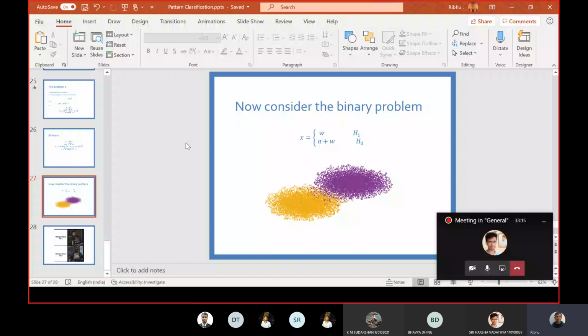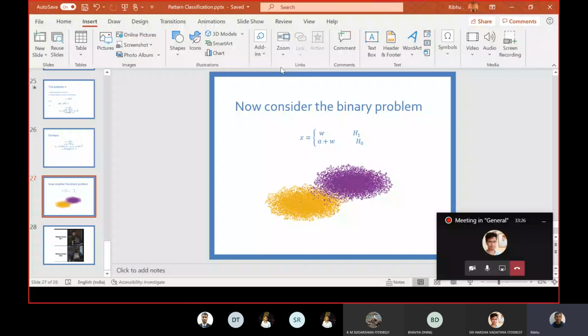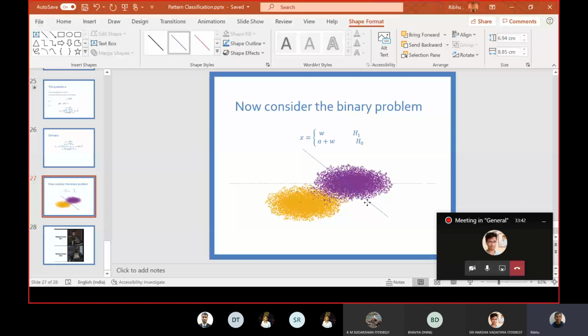So there is no clean line. This is one line that you can use, but you can move this line anywhere. There is some yellow over here, or there is some purple over here. Now you want a low probability of misdetection, or a low probability of missing the purples. So what I'll do is I'll move this line here.